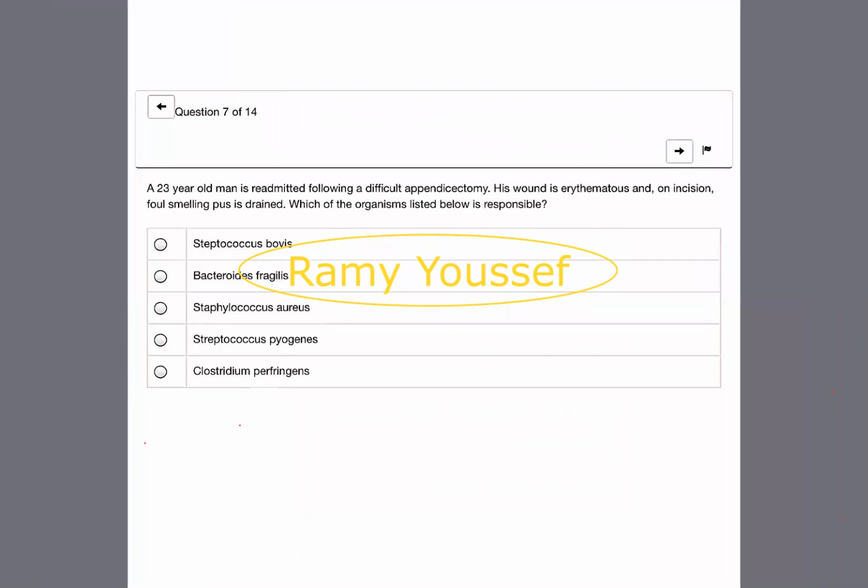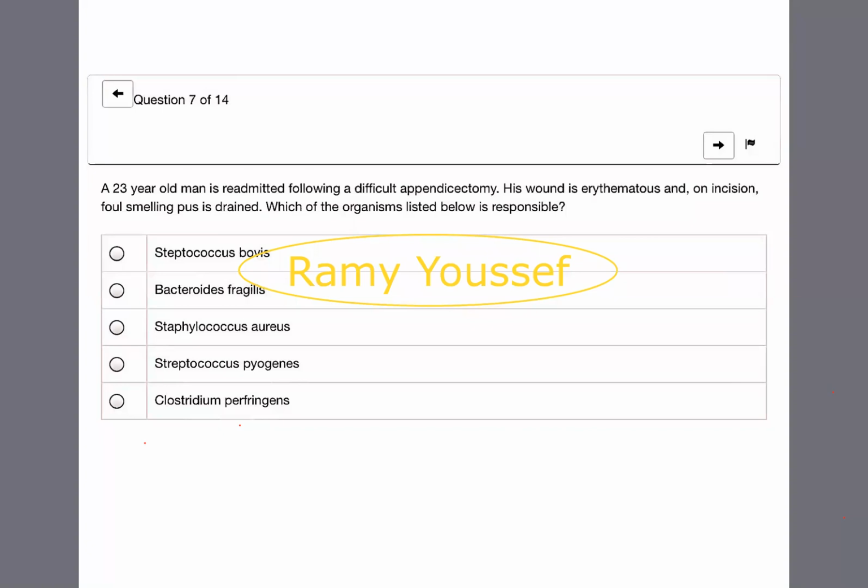Doctor Dog? A 23-year-old man is readmitted following a difficult appendectomy. His wound is erythematous and on incision, foul-smelling pus is drained. Which of the following organisms is responsible? Staph aureus. Difficult appendectomy? This is the first question you face about difficult appendectomy. So we have maybe some sort of spillage or manipulation of the GIT. And foul-smelling pus is drained.